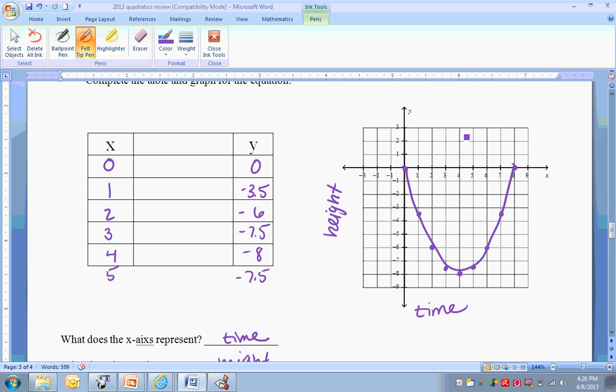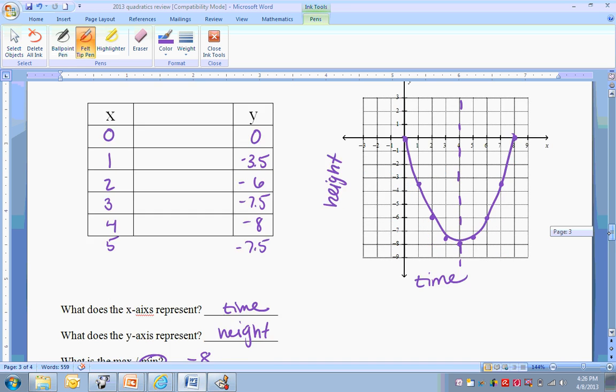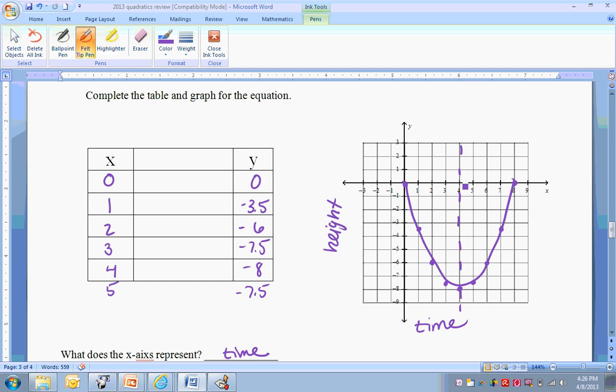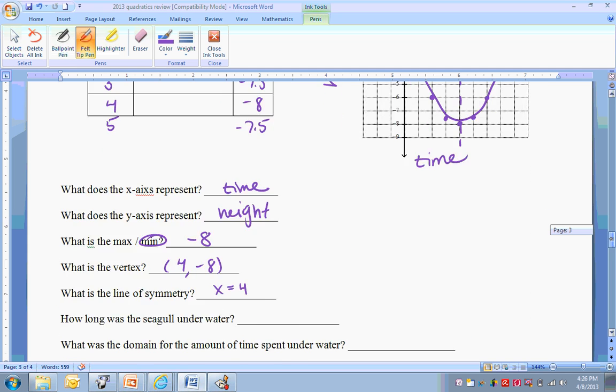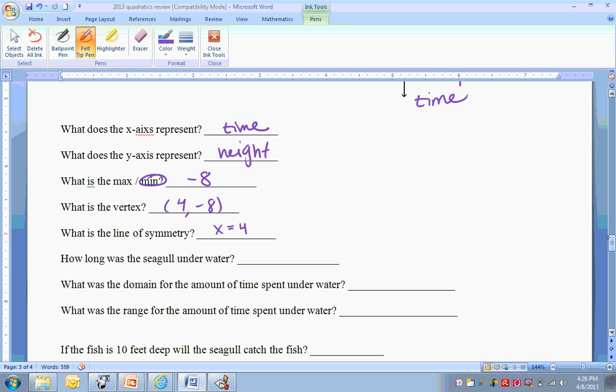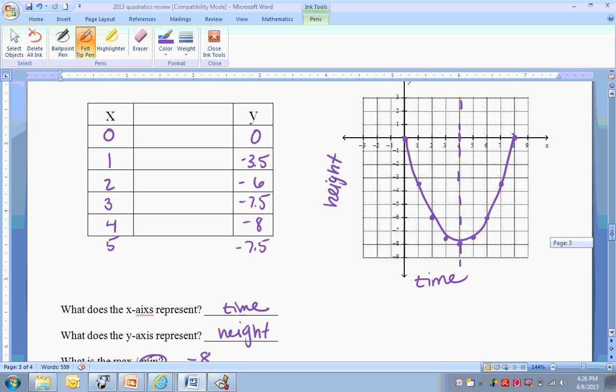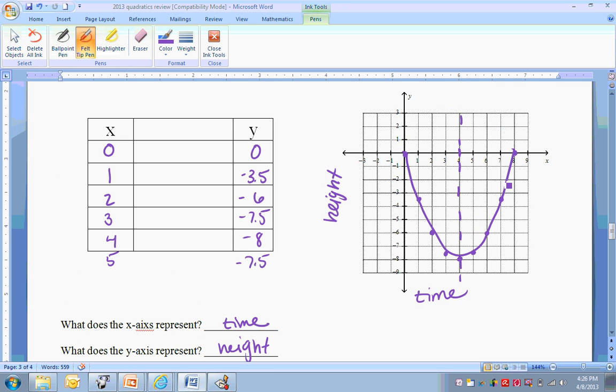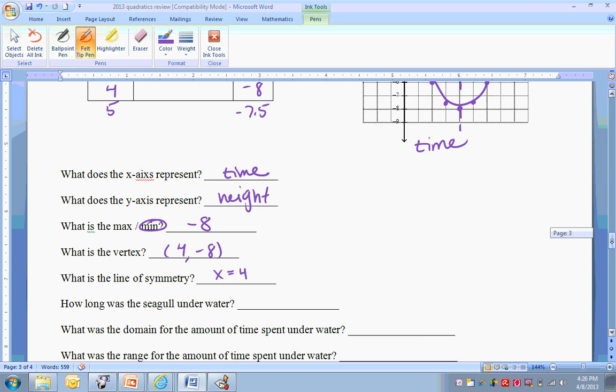Remember, that line of symmetry is what's going to divide your parabola into 2 evenly. It's a vertical line that divides your parabola into 2. And if you notice, it crosses the x-axis at 4. How long was the seagull underwater? Well, it started at 0 seconds, and then it finally came up at 8 seconds.